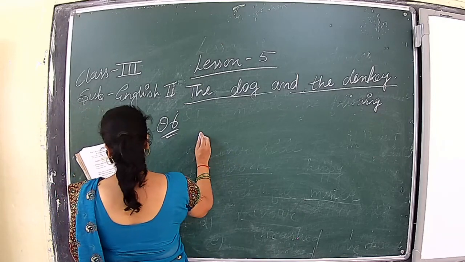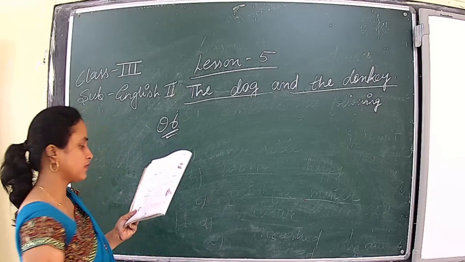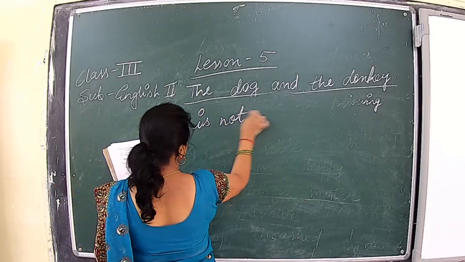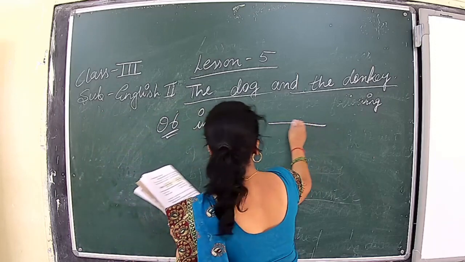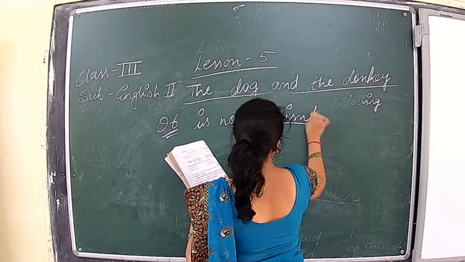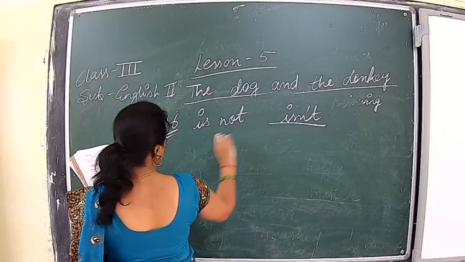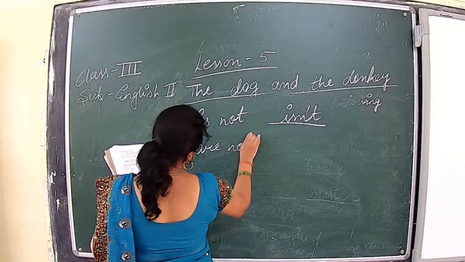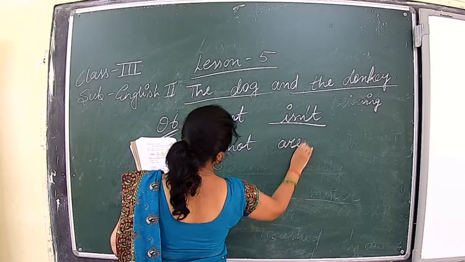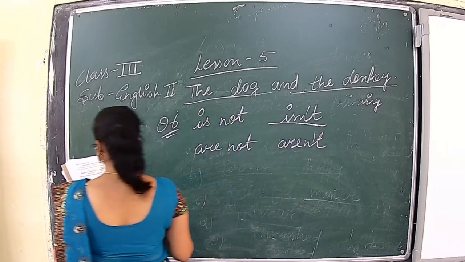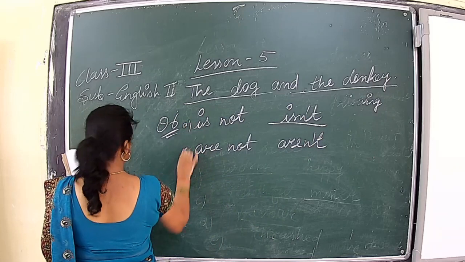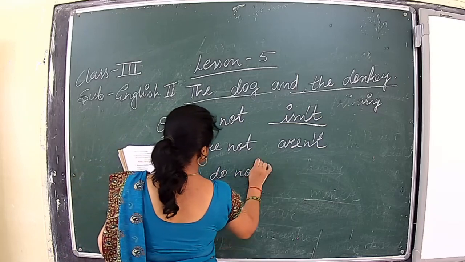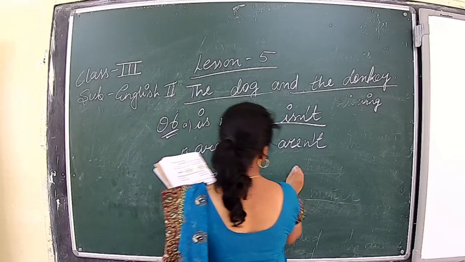So here, fill the blanks. What will you say for the following words? Suppose "is not" is here. How do you write this? Isn't. Okay, isn't. Now the other one is "are not." Aren't. Now the other one is "do not." Then don't.